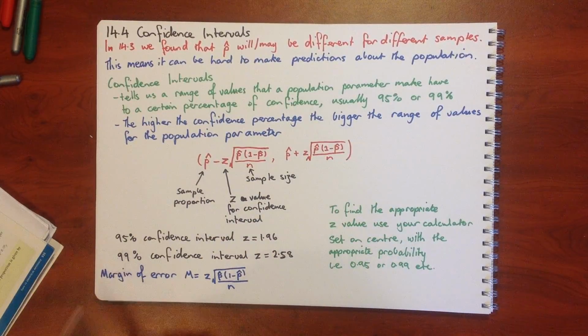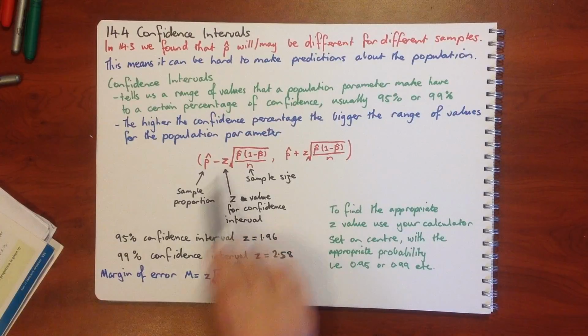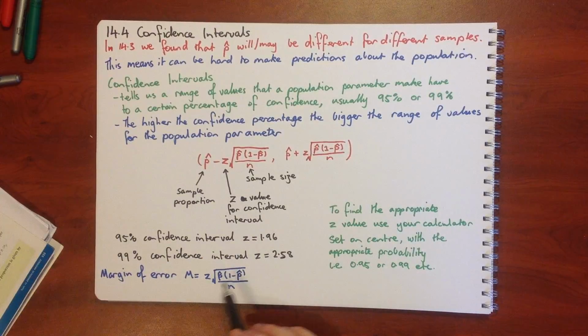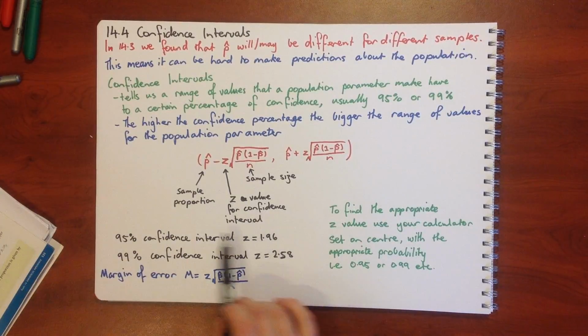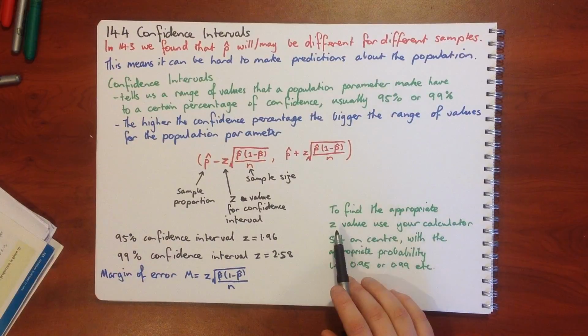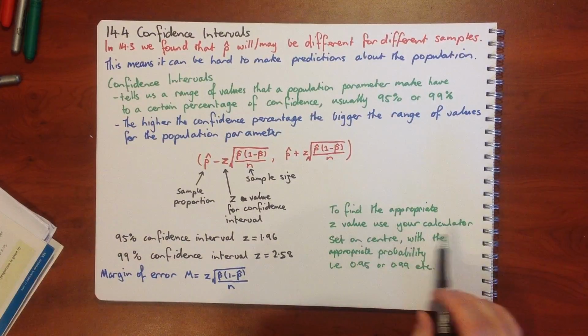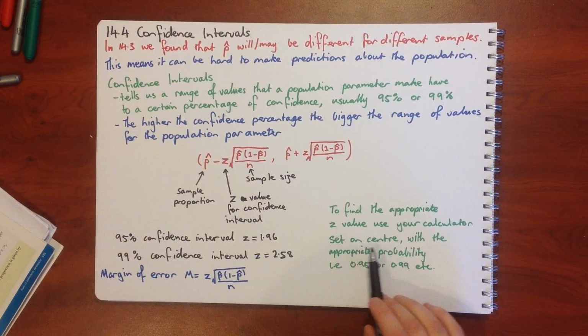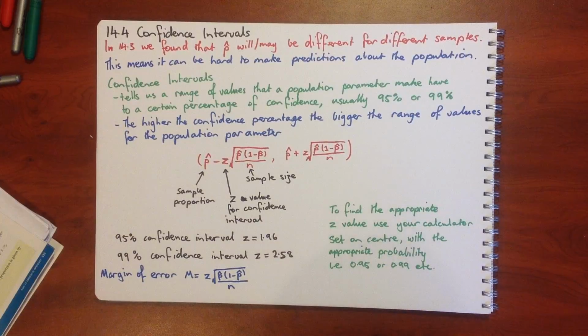For the 95% confidence interval, we get a z value of 1.96. For the 99% confidence interval, we get z equals 2.58. These are probably the ones we're most likely to use. If we need to find an appropriate z value, use your calculator, set on center with the appropriate probability, i.e. 0.95 or 0.99, etc.